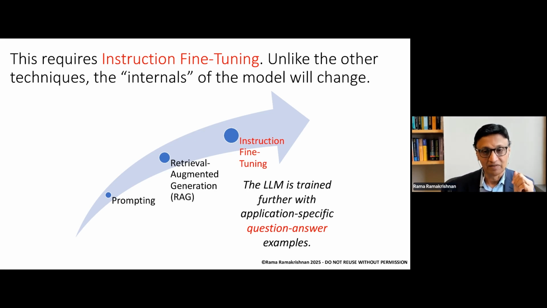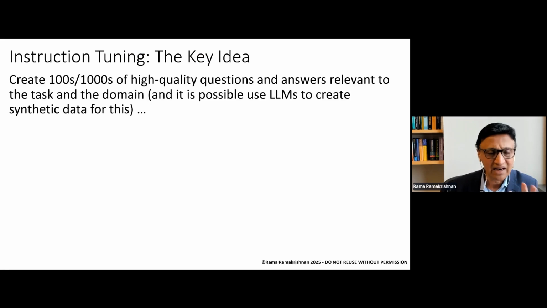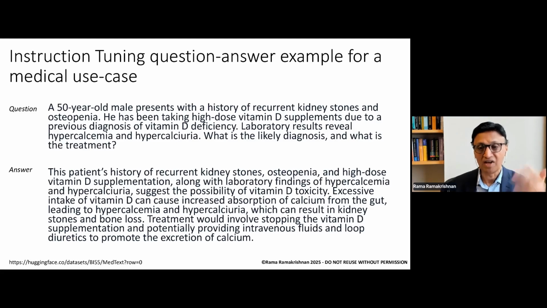So let's look at an example of this, right? And the key idea is that you create hundreds to thousands of high-quality questions and answers from your domain for that particular task. And a quick aside here, since this is obviously quite labor-intensive, it's often possible to use LLMs to actually help you create this data. This is called synthetic data generation. I just want to mention it as a brief aside. But let's say you've created hundreds and thousands of questions. You take this, and then you can actually train an LLM with it.